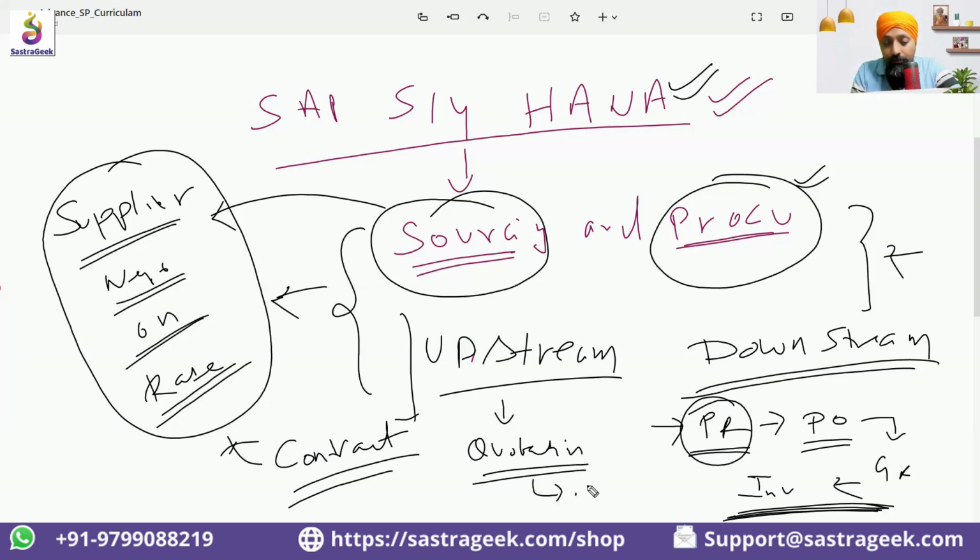You have an RFQ, request for quotations. You generate the RFQ and you give it to your vendors. Your vendors supply the quotations. You compare the quotations, then you award your supplier, right? That is the sourcing part.